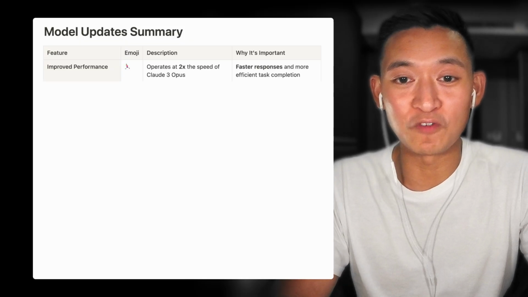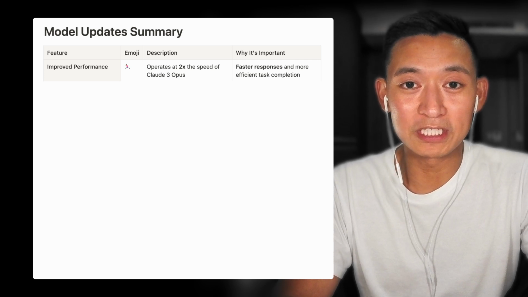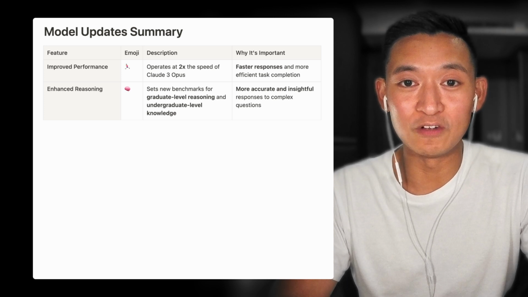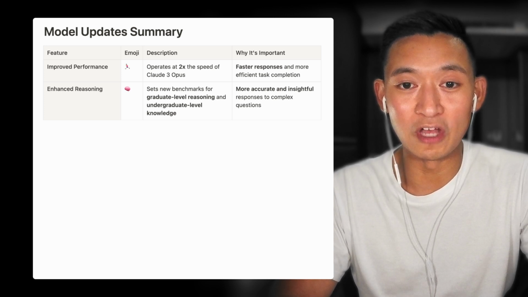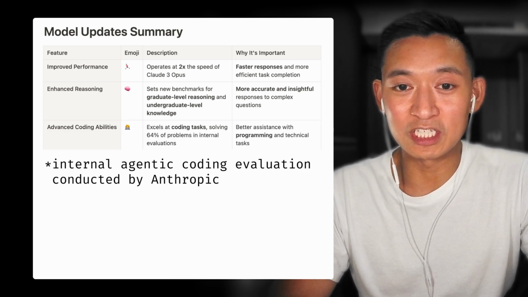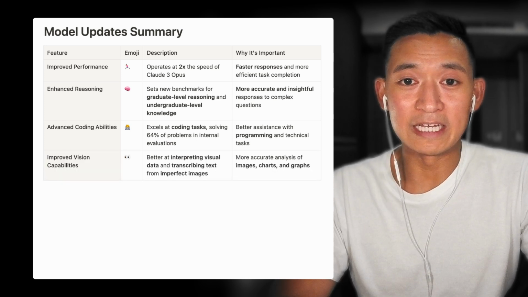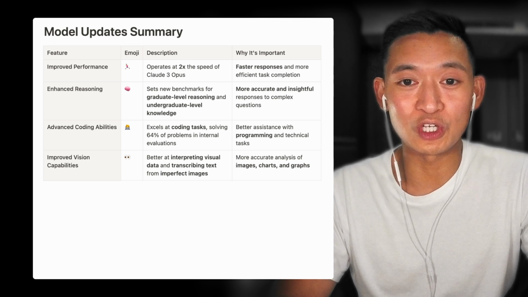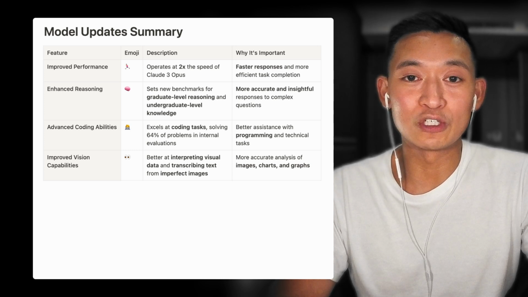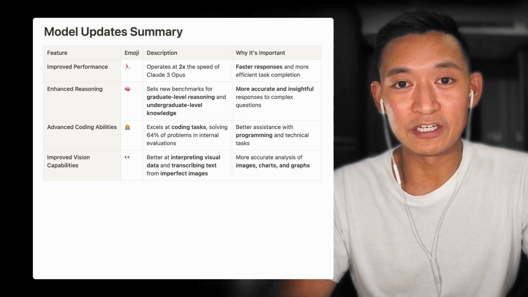Sonnet has improved performance, as we've covered, 2 times faster than the previous smartest, biggest model, Opus. It has enhanced reasoning, so it's better at the benchmarks for graduate level reasoning and undergraduate level knowledge. It has advanced coding capabilities, so it's much better at coding, solving 64% of problems in the internal evaluations on the benchmark. It has improved vision capabilities, so it's better at interpreting visual data like charts and graphs, and also transcribing text from imperfect images, so if they're a little bit blurry, it could do a better job of that.